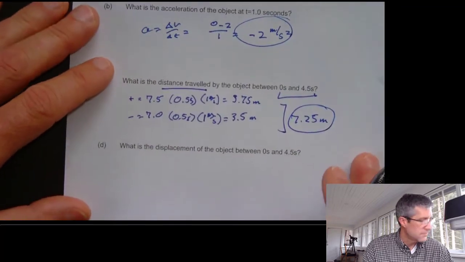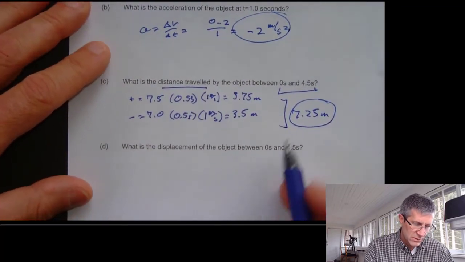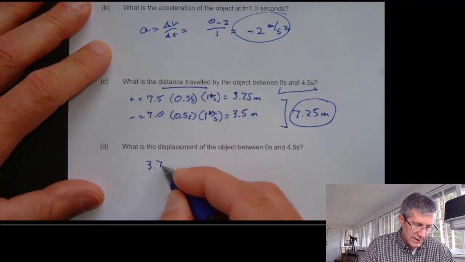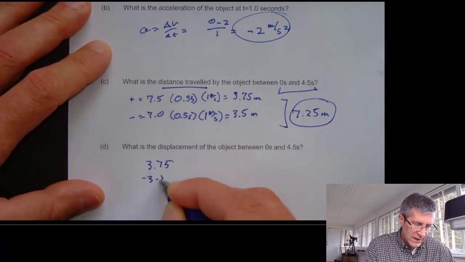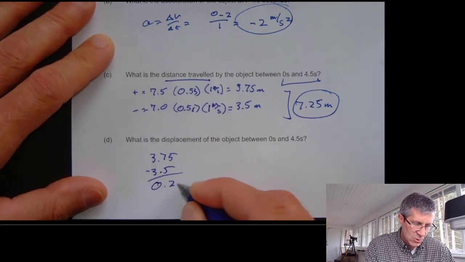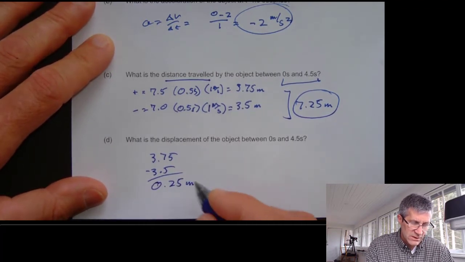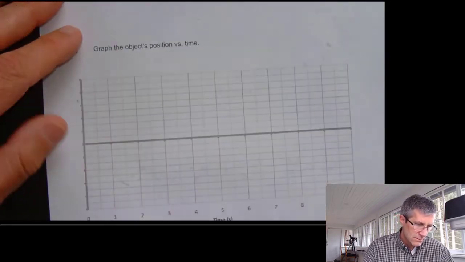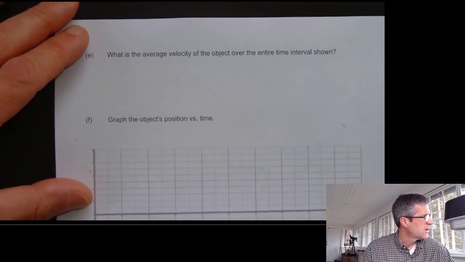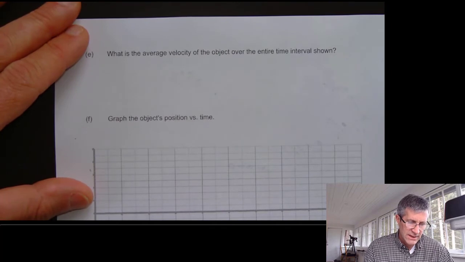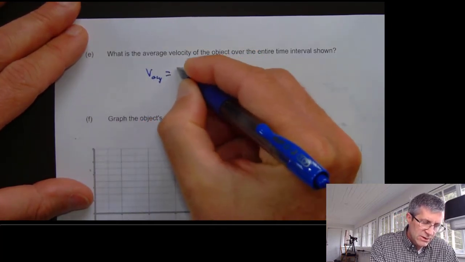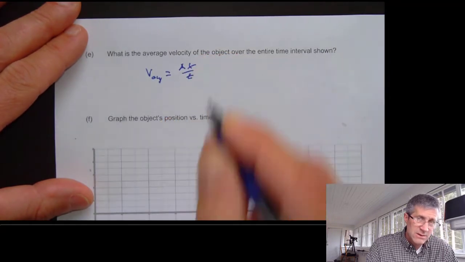Displacement. So displacement between these two, now I'm going to subtract. I go 3.75 in the positive direction, 3.5 in the negative direction, so I end up 1/4 of a meter away from where I started in the positive direction. Average velocity over the entire time interval. Well, my average velocity is going to be my change in displacement over time. It doesn't matter how I got there.